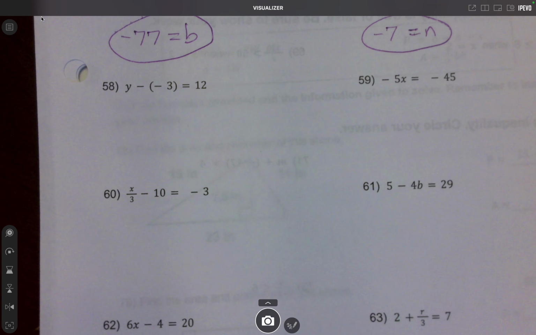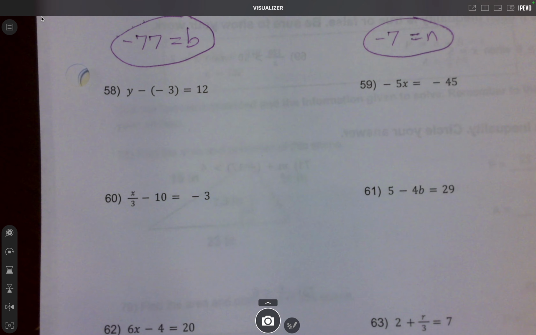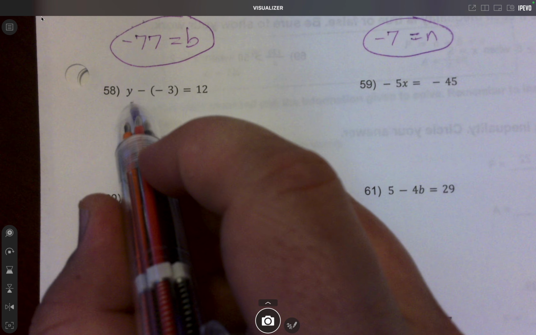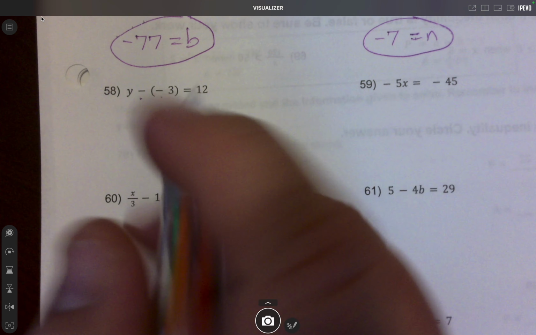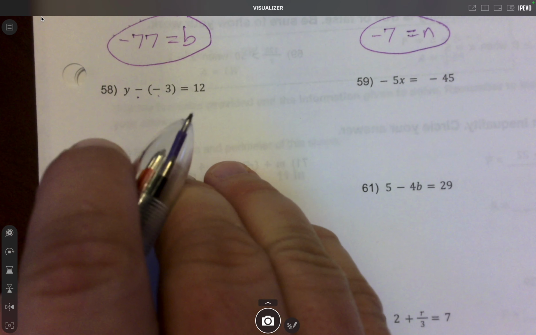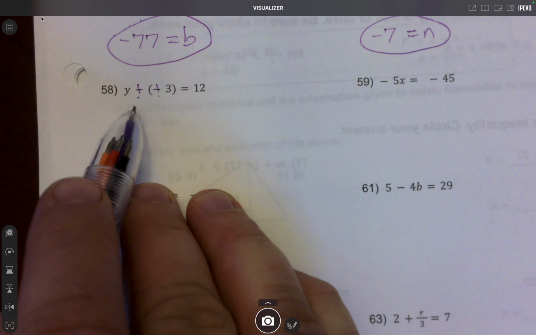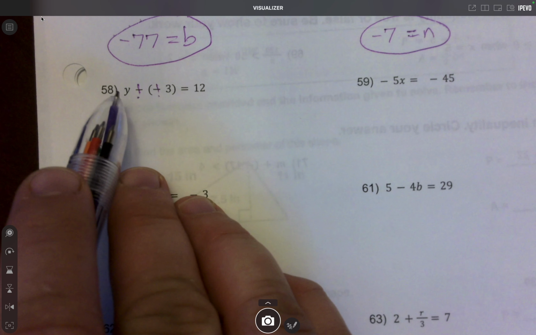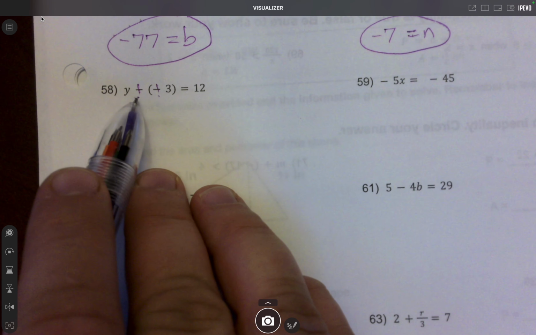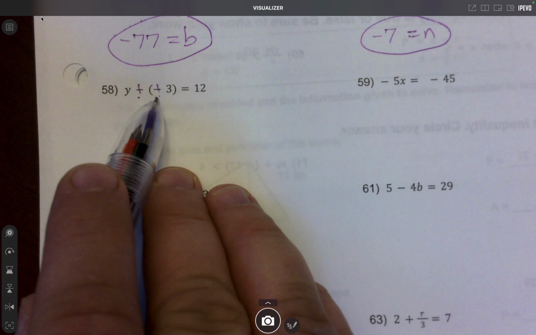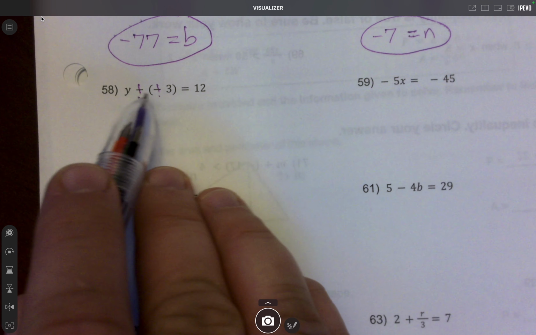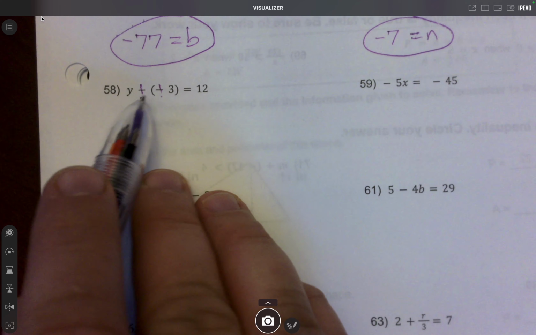Okay, 58. This is one that I know has been a struggle all year long, so I'm trying to drive this home for the sake of your entire math career. When you see minus a negative, the very first thing you should do is change it to adding a positive. We're just applying the keep, change, change rule. We keep the y the same, change subtraction to addition, and change the sign of the number. So minus a negative always changes to plus a positive.